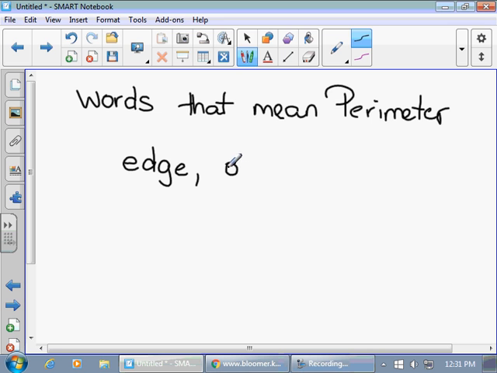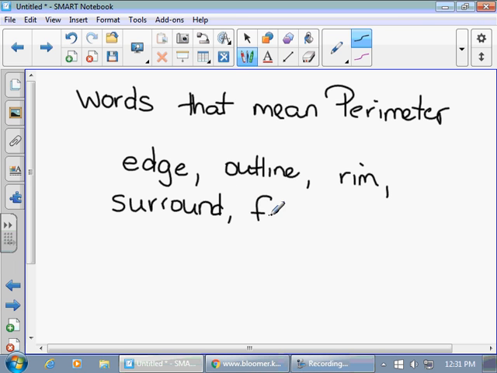Okay. Outline. Rim. Surround. Fencing. And that's one. Somebody's fencing in their yard. How much material would they need? Fencing is a sport, but in this case, how I just said that, I'm going to be fencing in my yard. Do you think I'm going to stand out there and fight? Or do you think I'm going to put actual chain link fence or wood boards around my yard? Okay, so you have to pay attention to the context in that one, okay?